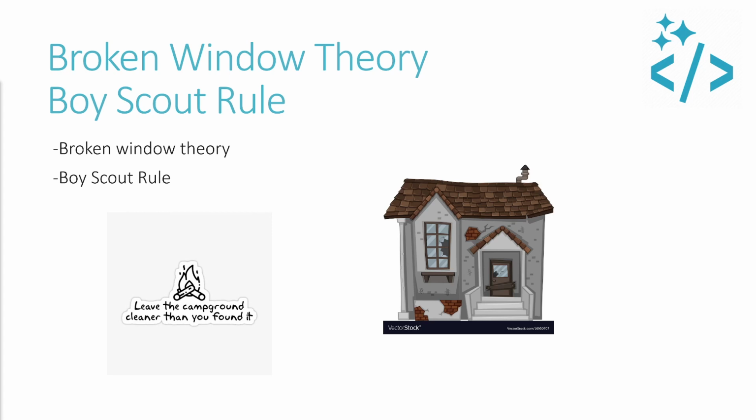This basically means that if we make some changes, we should leave the campground cleaner than we found it. It's the same as in camping. So if you make a change in a particular piece of code, then you have to leave it cleaner than you found it. If you found some problems there, some bad code, you have to try to leave it cleaner than it was before.